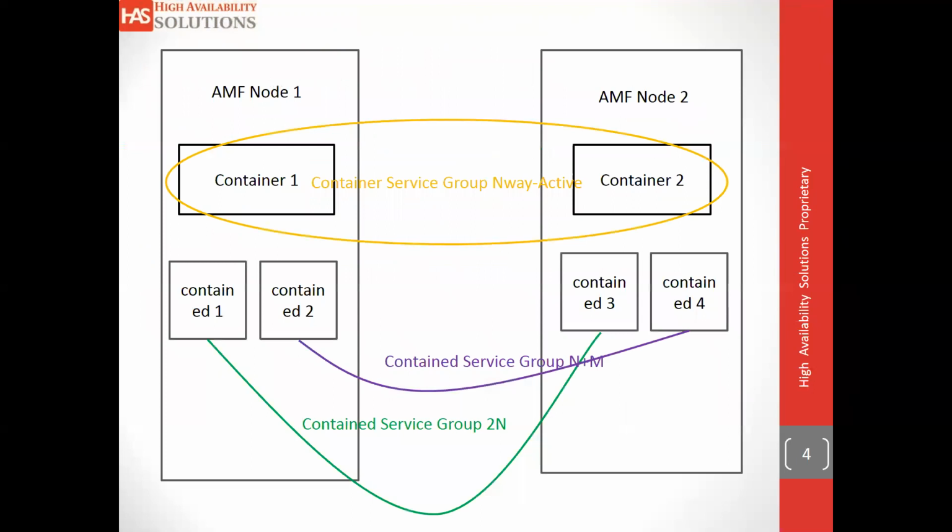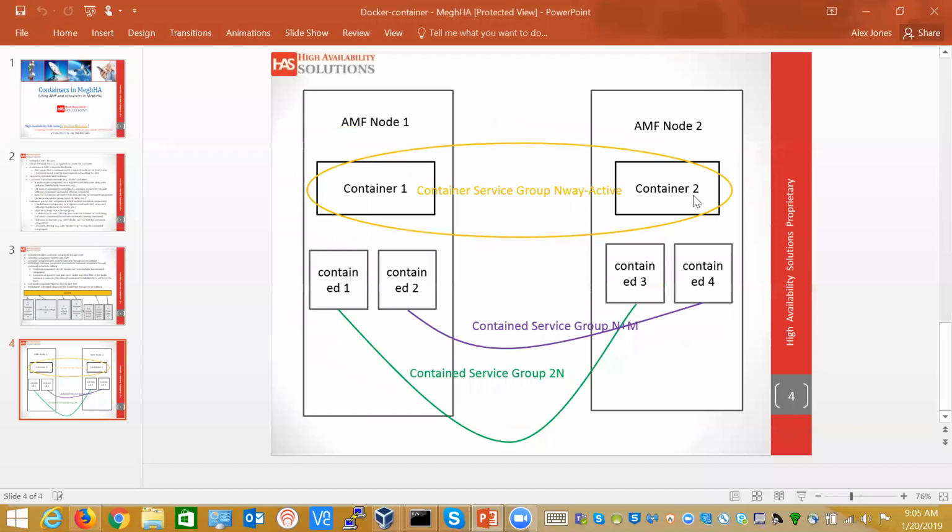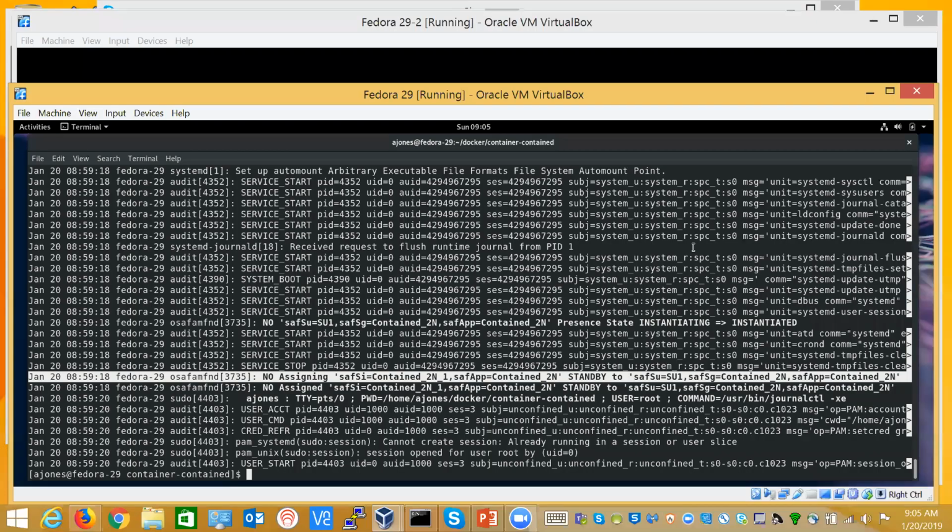Pictorially, it looks like this in terms of the redundancy groups, right? The container component, which is, again, the one that controls the life cycle of the contained, always has to be N-way active. The contained components, which are the Docker containers here, can be any redundancy group that your application needs, and they can be mixed. You can have some that run in an N plus M, some that run in a 2N.